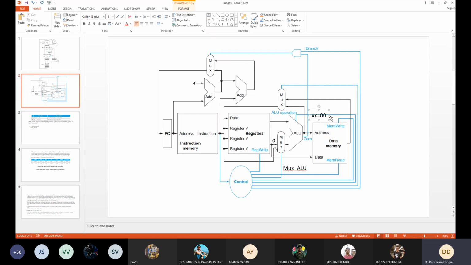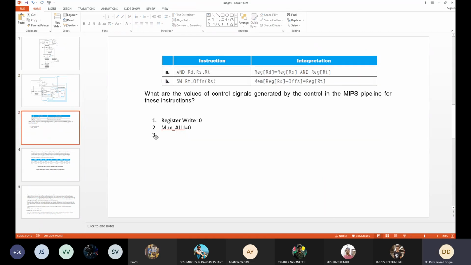You can use it. So 0 0, you can write that 0 0 means AND, something like that. But it can only support 4 operations. If you make it 0 0 0, it will be 8 operations, something like that. So this is just a convention. You can use it. ALU operation equals to 0 0 0.